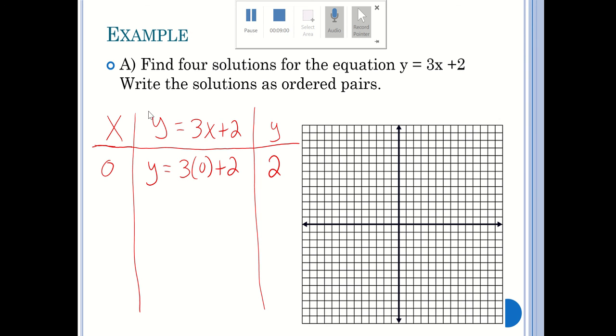Okay, so here's what I did. I created a table. First column is my x coordinate. Second column is my equation. My third column is the output, the y coordinate that I'm going to get after I substitute in x. So remember, you can choose any values for x that you want to. I chose x equals 0. That's usually pretty easy to work with. So y equals, we're going to find y, 3 times, instead of x, I plug in 0, plus 2. Well, 3 times 0 is 0, plus 2 is 2. So I've got an ordered pair. x is 0, y is 2. So that's right there on my graph.